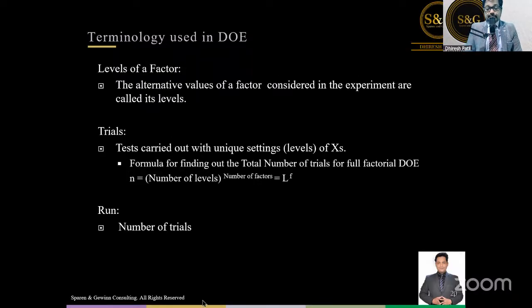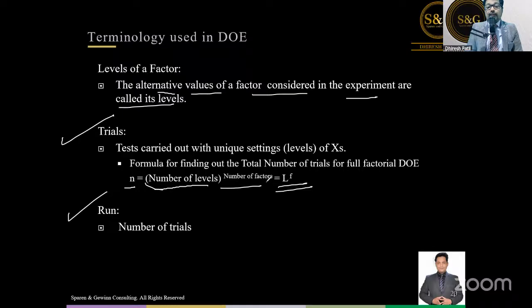Then come the levels. Levels are nothing but the alternative values of a factor considered in the experiment. Which we have seen, right? 30 to 35, 50 to 80, like that. This is called levels. Then trials or runs. Trials and runs are the same thing. The formula to calculate the runs or trials is L raised to F. Total number of runs is equal to number of levels raised to number of factors. Remember this. So if you have 2 levels and 3 factors, it is 2 raised to 3, which is 8. So you'll have 8 trials or 8 runs.